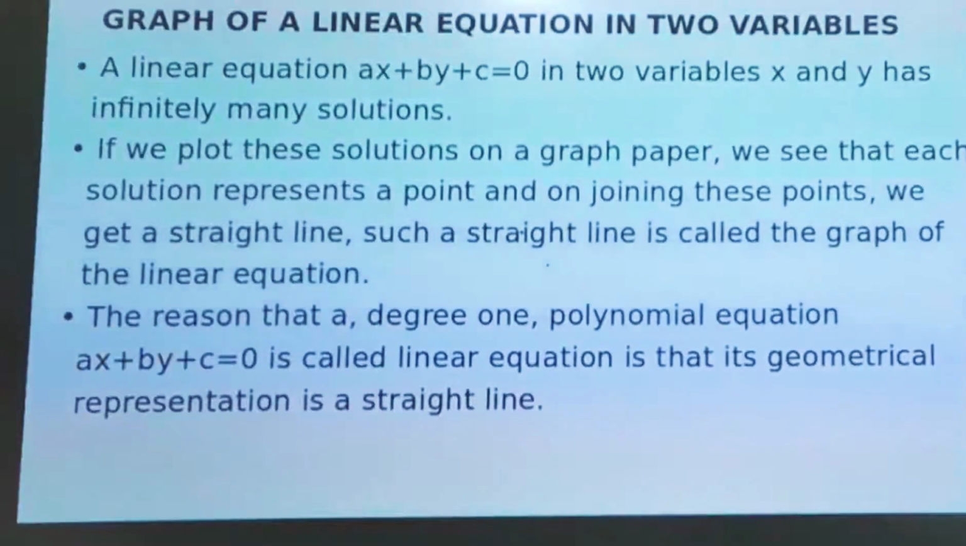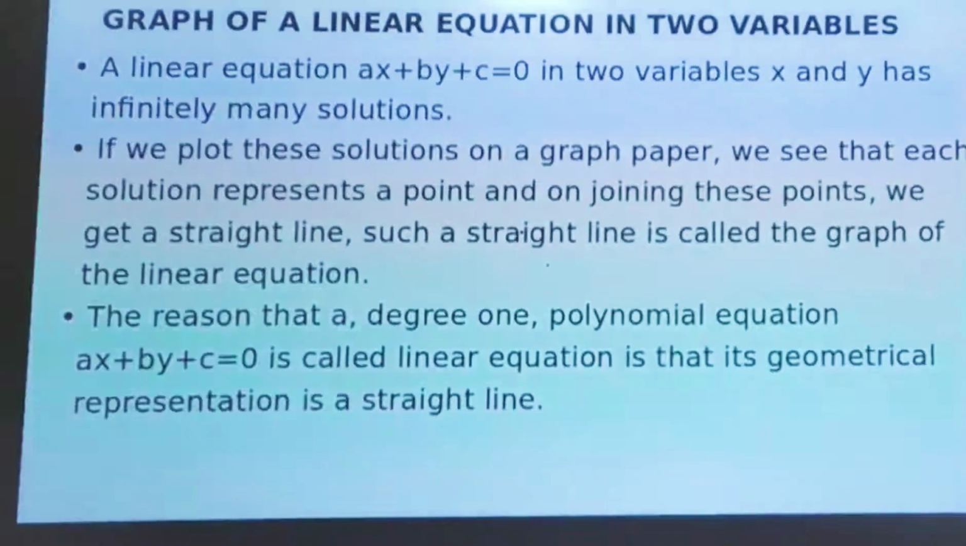We have learned the definition that a polynomial equation whose degree of the variable is 1 is called a linear equation. But another reason why this polynomial equation with degree 1 is called a linear equation is that its geometrical representation is a straight line.